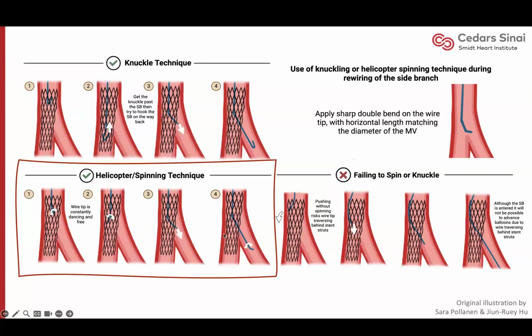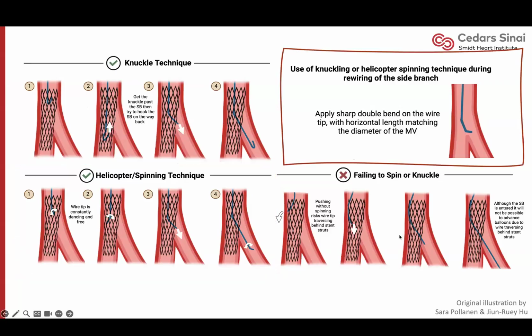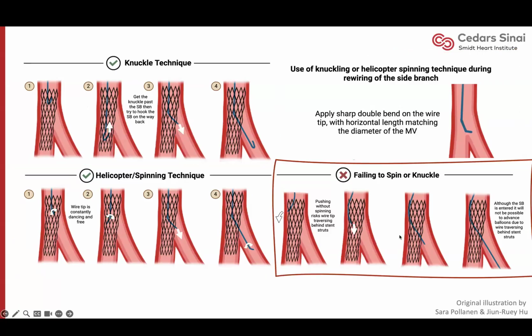In both cases, the likelihood of successful rewiring can be facilitated by applying a sharp double bend on the wire tip, with the horizontal length matching the diameter of the main vessel. To confirm that the wire has recrossed through a distal stent strut, OCT can be employed for visualization. Failing to spin or knuckle will increase the risk that the wire tip may traverse behind a stent strut, which increases the risk of subsequent inability to cross with a balloon.